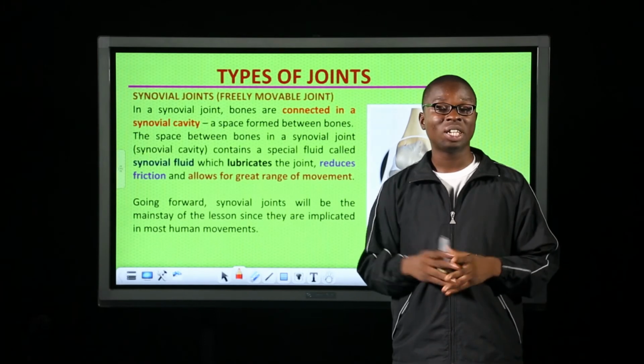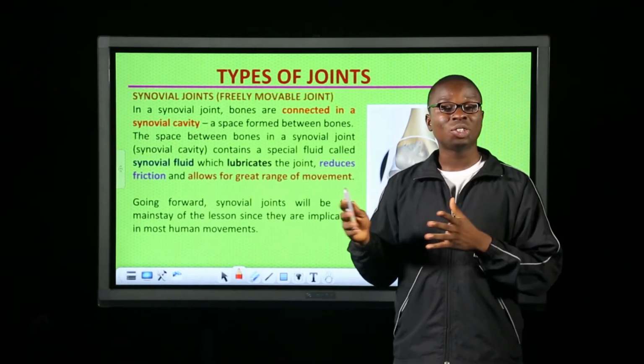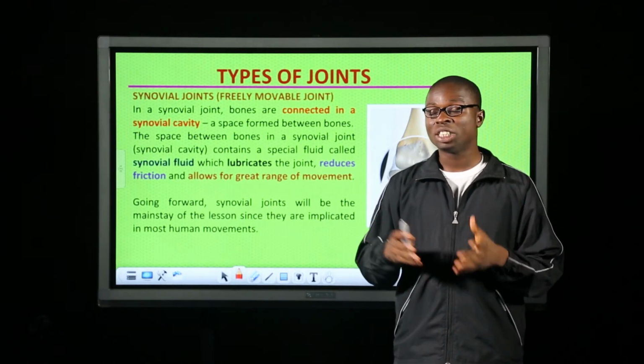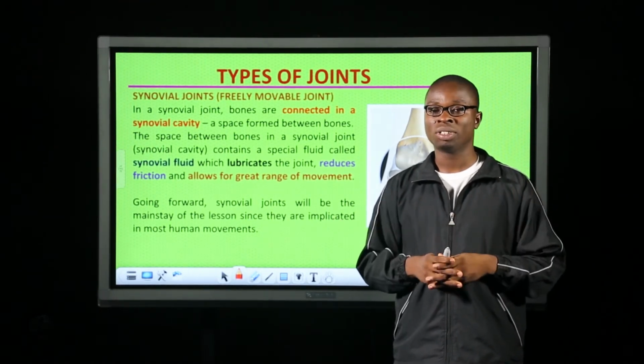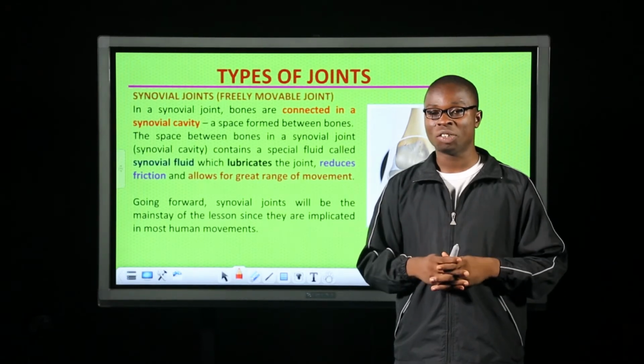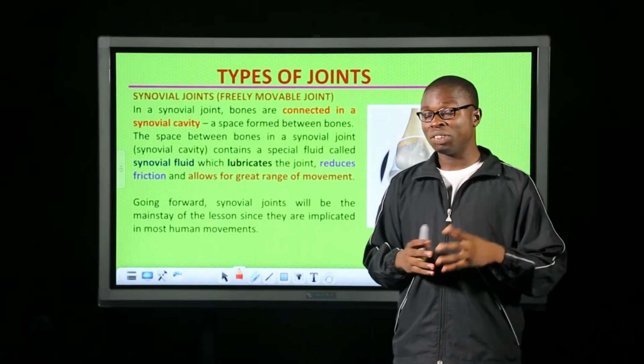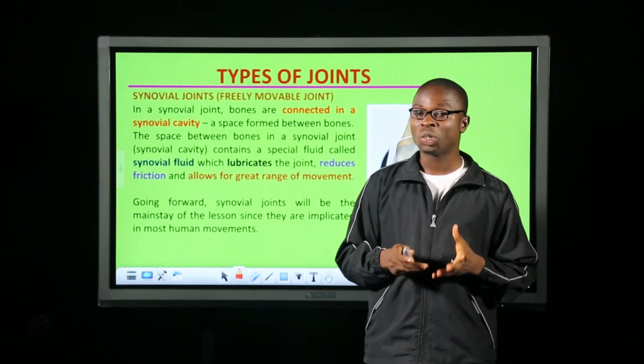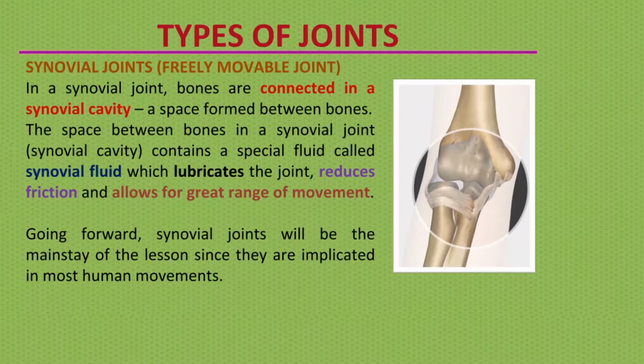Synovial joints are freely movable joints. In a synovial joint, bones are connected in a synovial cavity, which is a space formed between two or more bones. This allows for different degrees of movement. Because of the nature of synovial joints, a special fluid can be found in them, which is called synovial fluid. This synovial fluid helps reduce friction between the bones while lubricating the joints. Going forward, our focus will be on synovial joints since they are implicated in most human movement.